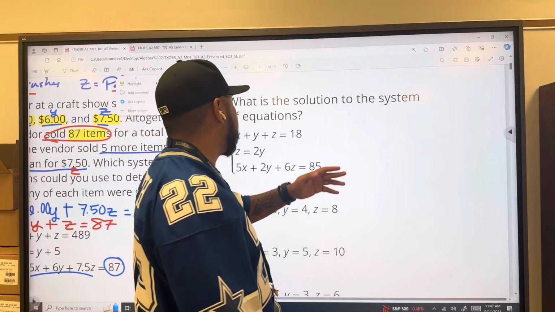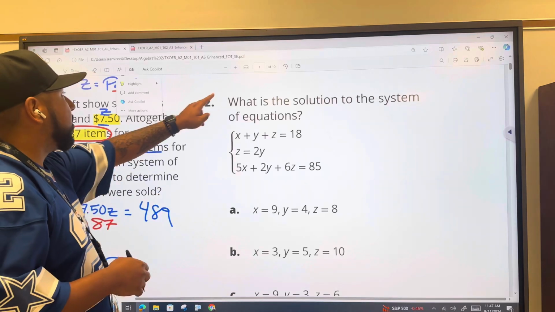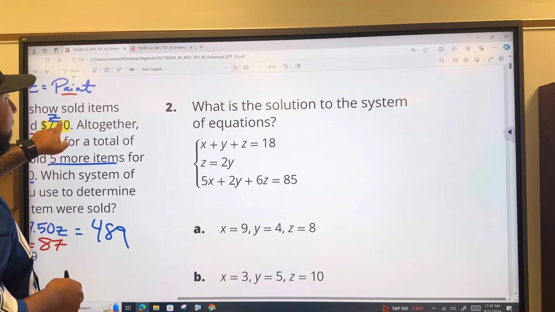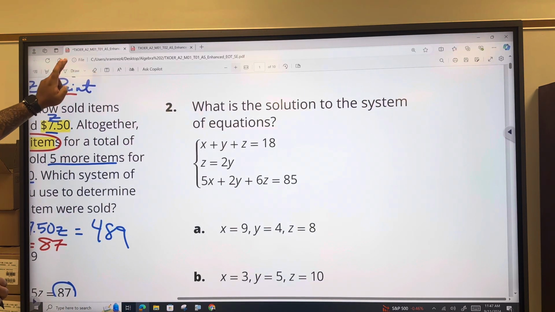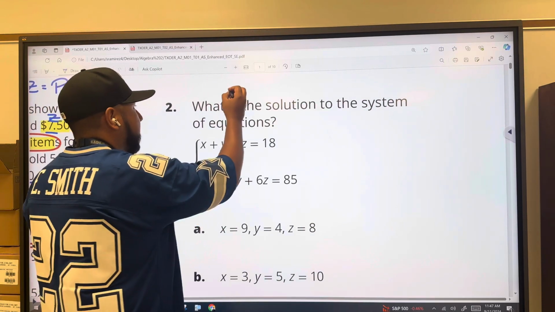What is the solution to the system of equations? This is something we got to do by hand. It's a non-negotiable. You have to be able to do this work by hand. And we're going to start very simple with just substituting, right? Because we're doing substitution.